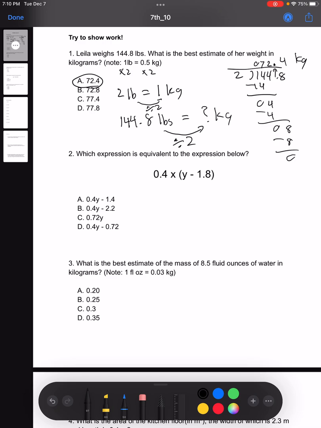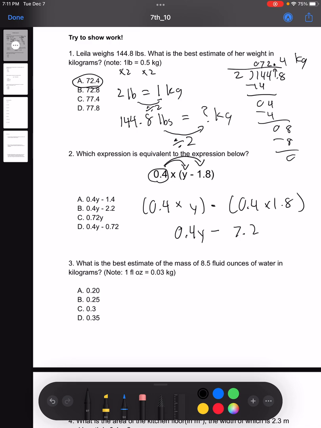For number 2, which expression is equivalent to the expression below? What we have is 0.4 times y minus 1.8. Well, to solve this, what we need to do is take our 0.4 and multiply it into each term inside of the parentheses. And that will give us an equivalent expression that will match up with the answers here. So doing that, we get 0.4 multiplied by y subtracted by 0.4 times 1.8. Simplifying that gets us 0.4y subtracted by 0.72. Now if we look at our answer choices, this matches up with D. So all we did in this problem is that we took our original 0.4 and multiplied it into each term in the parentheses.